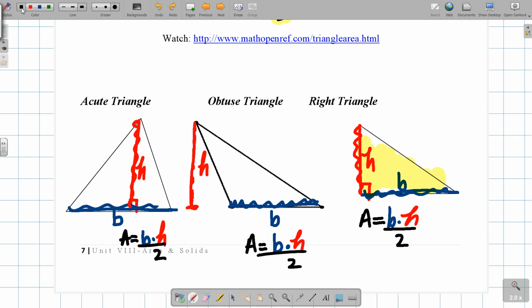The base and the height are also the legs of the right triangle. Notice that. They also are the legs. So another way to find the area specifically of a right triangle, and this only works for a right triangle, one leg times the other leg over 2. That only works for right triangles.